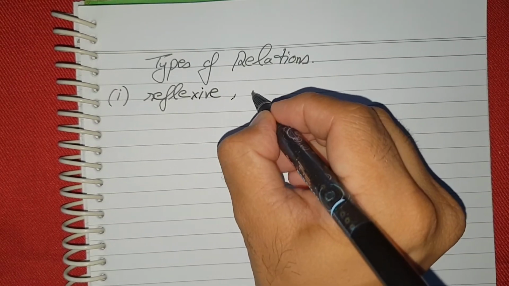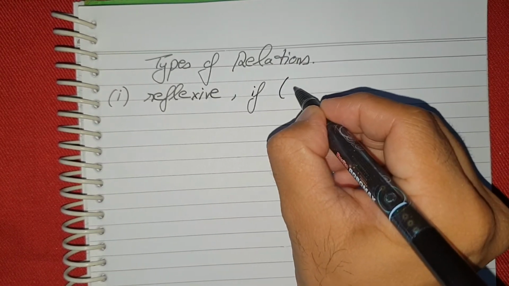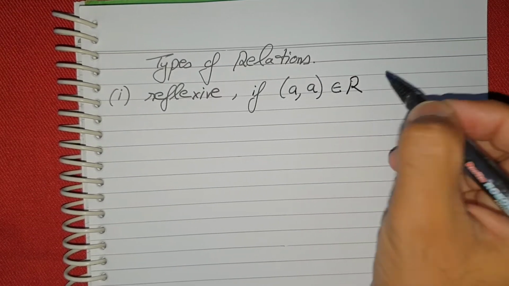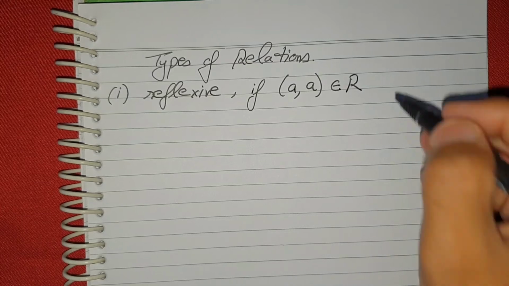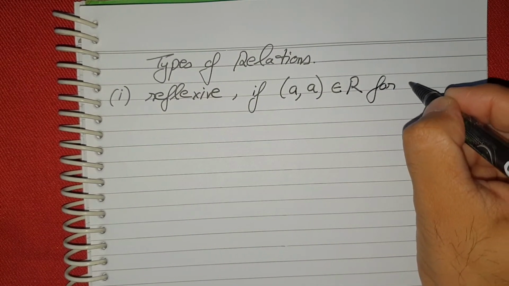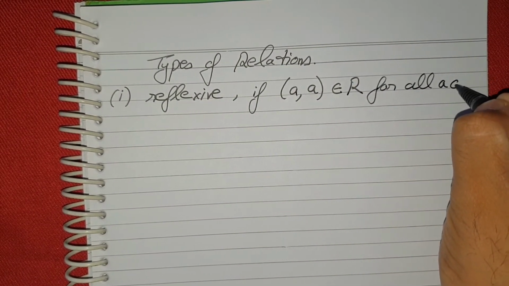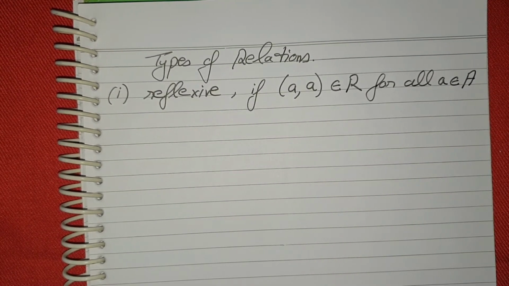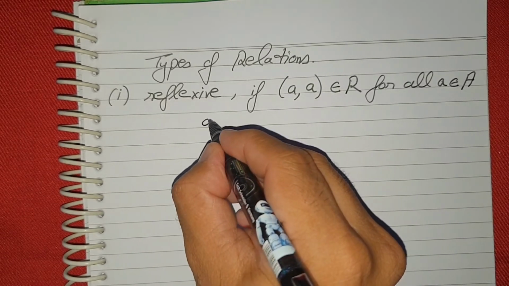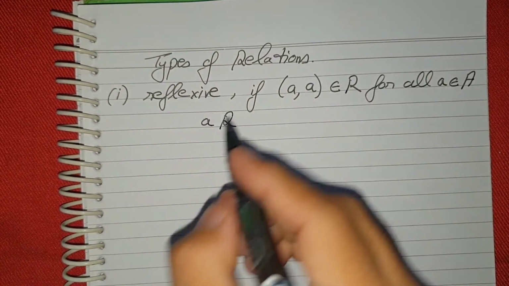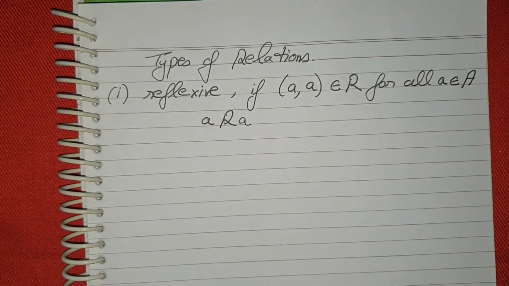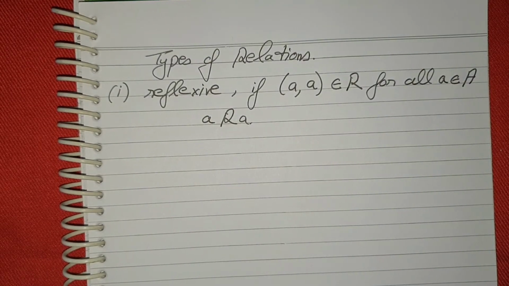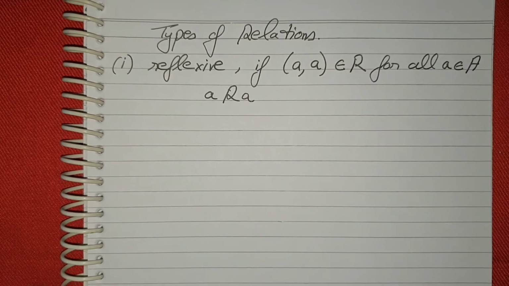Reflexive relation is like if (A, A) belongs to the relation R for all A belongs to capital A. A is an element, this is a set. Then we write R as A is related to A for all A belongs to A. So that is known as reflexive. Like an element is related to itself in a reflexive relation.